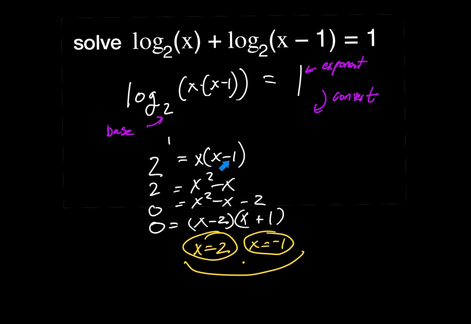2 equals this. Then I'm going to use the distributive property to get x squared minus x, and recognize that's going to be a quadratic. So 0 equals that, and then factoring. And then what makes it 0? 2 makes this 0, -1 makes that 0, for my 2 solutions.